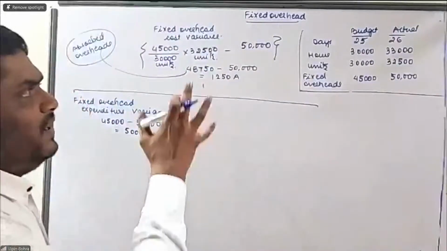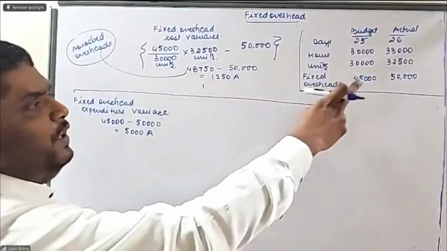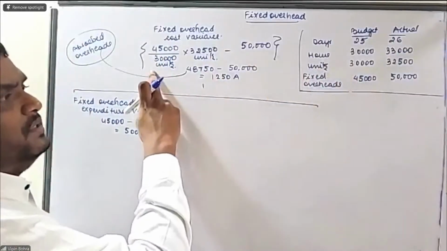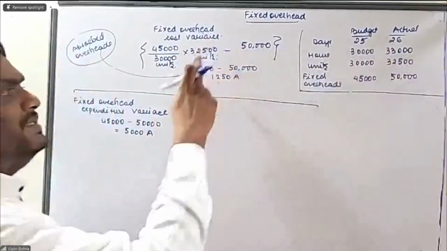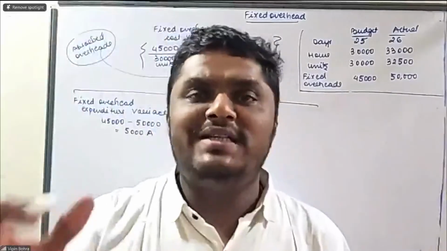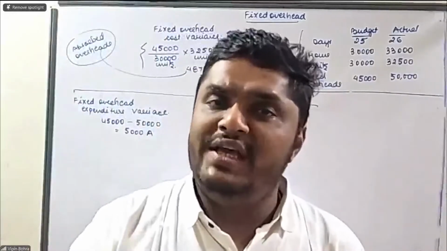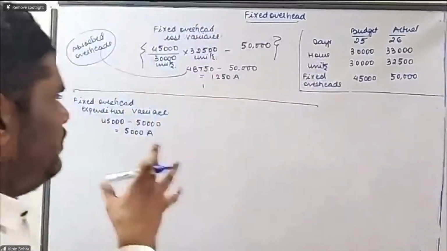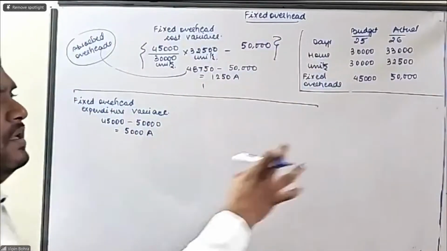I repeat again, when talking about fixed overhead cost variance, 45,000 on 30,000 units. So on 32,500 units, how much? 48,750. My minus my actual overheads are 50,000. So 1,250 extra adverse.